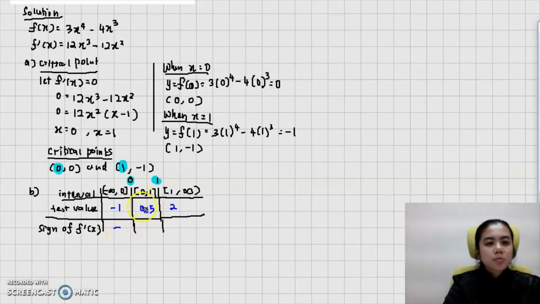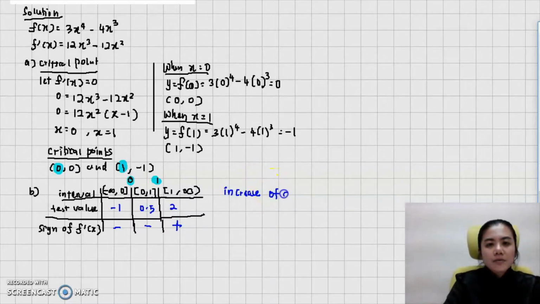So we substitute 0.5 into f prime. Your f prime is this one. Substitute here, and basically this gives you a negative. Same thing, substitute 2 into your f prime, and this is positive. So that is our result. And from here, you're able to know what your interval of decrease and interval of increase are.